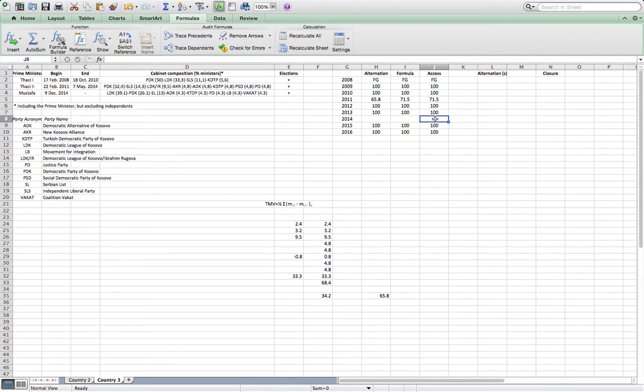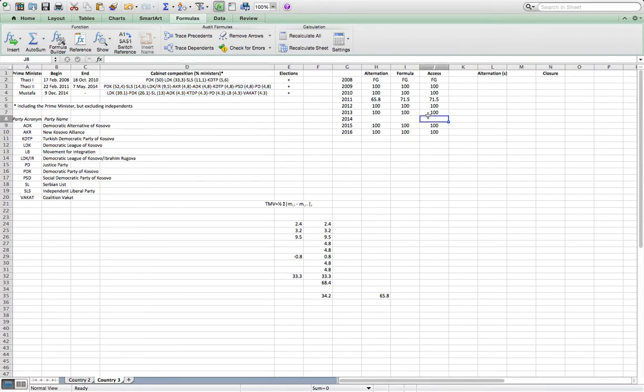Let's go to see access in 2014. Which parties were in government before of all those in 2014? LDK, yes, they were already in 2008. PDK, both in 2011 and 2008. The Serbian List, do you see them? No, they were not. The Democratic Alternative of Kosovo, yes, they were in 2011. The Turks, they were also, like PDK, in the previous two governments. The Democratic Party was in 2011. And the Movement for Integration and the Coalition Back, they were not.